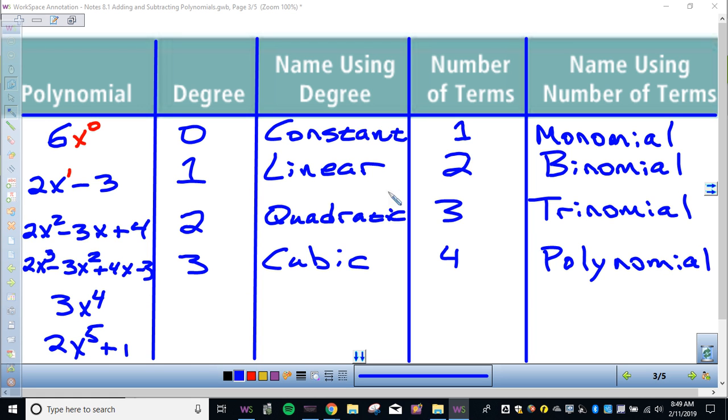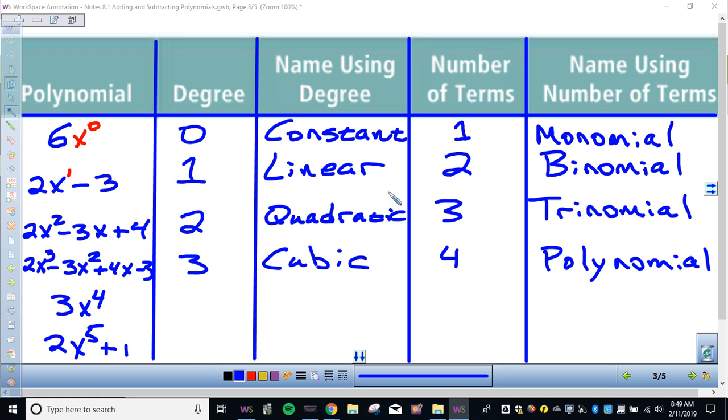Polynomial has two meanings. Like any number, unless it has a negative exponent or a fraction exponent, is a polynomial. It also refers to the number of terms, how many terms. In this case, there are 4 terms. So 4 or more terms is a polynomial. Okay, if you want to write that down next to polynomial, that's not a bad idea.